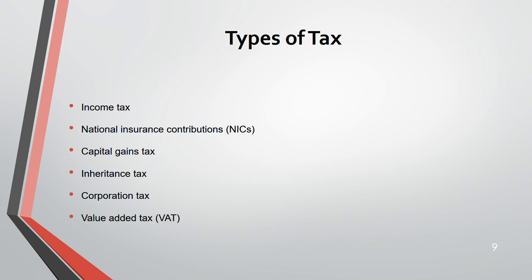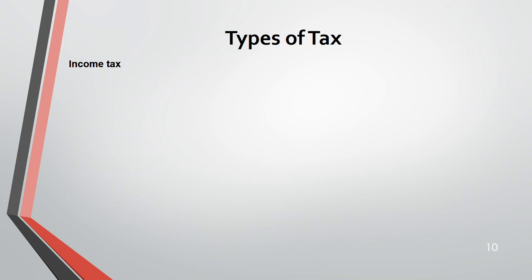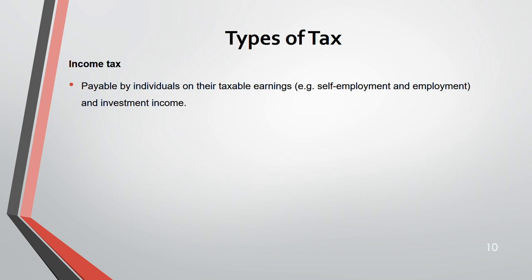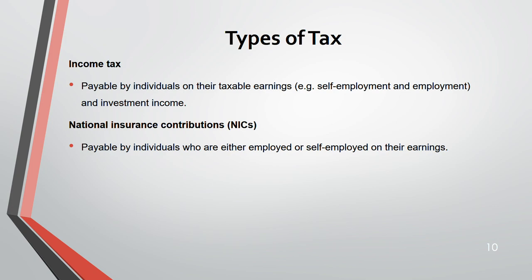For example, under income tax, we have to know the types of income. There are so many different types of income. Employment income, self-employment income, pension, redundancy, so many. Okay. Now, income tax is paid by individuals on their taxable earnings. Not all the earnings are taxable. Okay. For example, self-employment and employment. If you're an employee, you have to pay tax on your salary. If you're self-employed, you still have to pay tax on your income. Or any investment income, still you have to pay income tax. NIC. This is paid by both individuals, okay, both self-employed or employed.